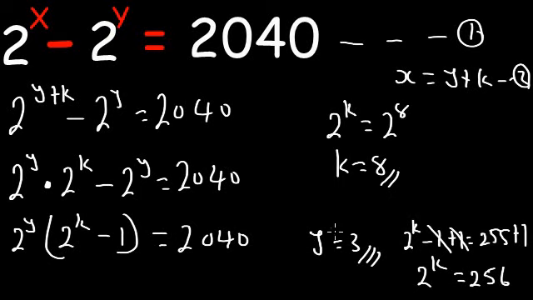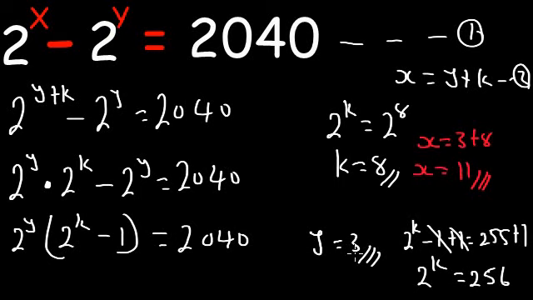Now we have k and y. We can clearly get the value of x from equation 2. x equals y plus k. So therefore, x will simply be equals to 3 plus 8. And x will be equals to 11. And these are the values of x and y. x is 11 and y is equals to 3.